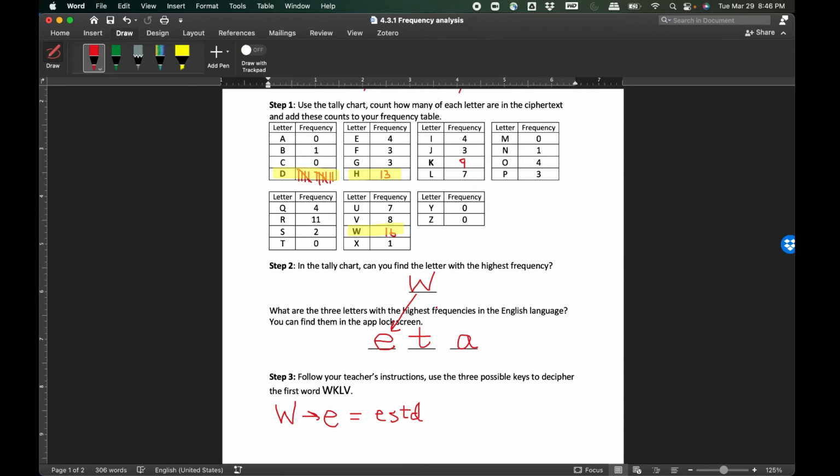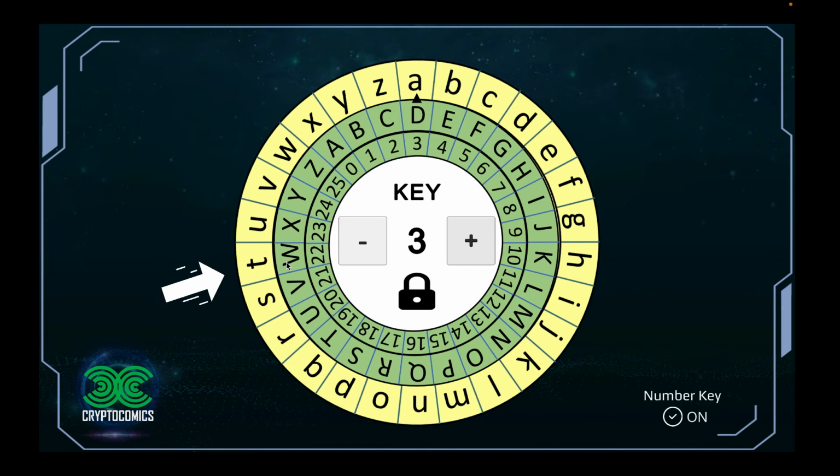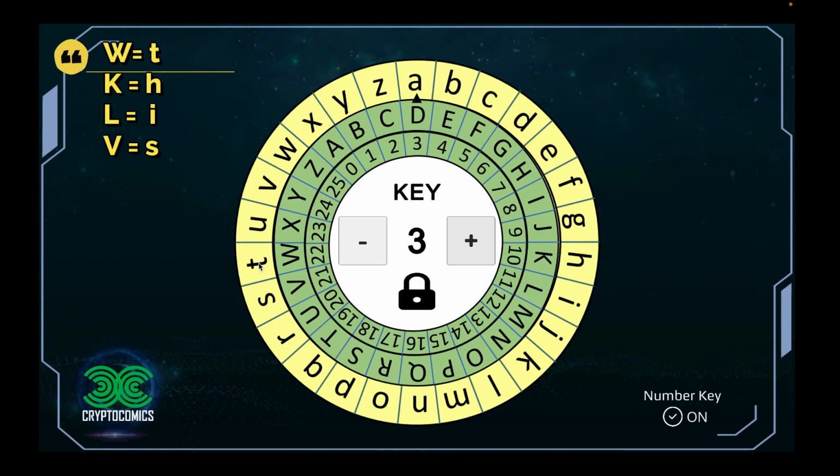Let's try T. On the Caesar wheel, you can align ciphertext W with plain text T. Now we can decipher the first word, WKLV. Does it make sense? When we align capital W with plain text T and decipher the first word, we get THIS. Yes, it makes sense.